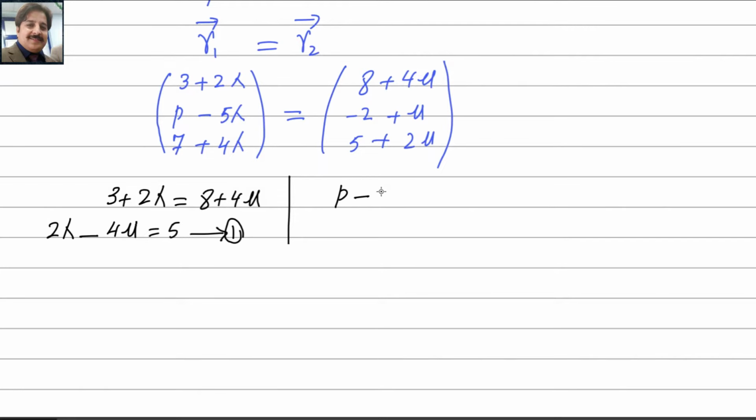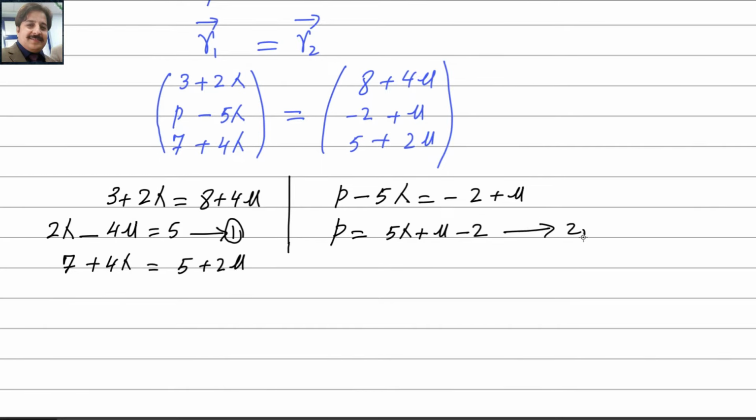It will be p minus 5 lambda equals negative 2 plus mu. Because we want the value of p, p equals 5 lambda plus mu minus 2. This is your equation number 2. Now the third equation we can write as 7 plus 4 lambda equals 5 plus 2 mu. Because we want to get the values of lambda and mu too, solve these two equations together. The best thing is to bring lambda and mu to one side, so 4 lambda minus 2 mu equals 5 minus 7, which is negative 2.